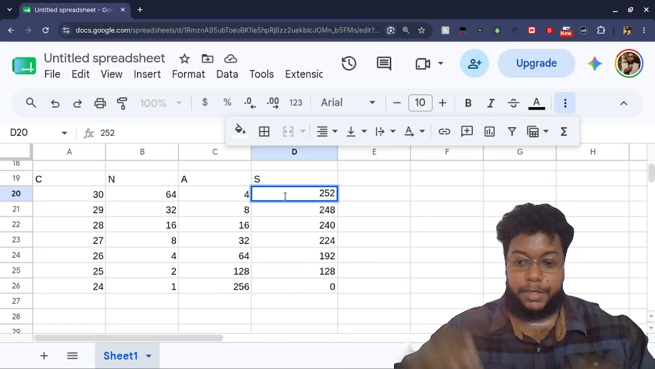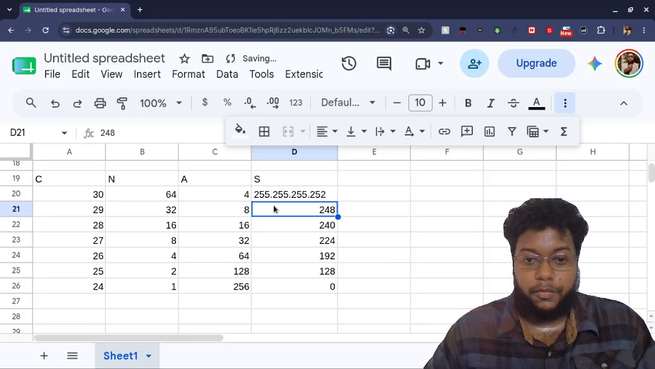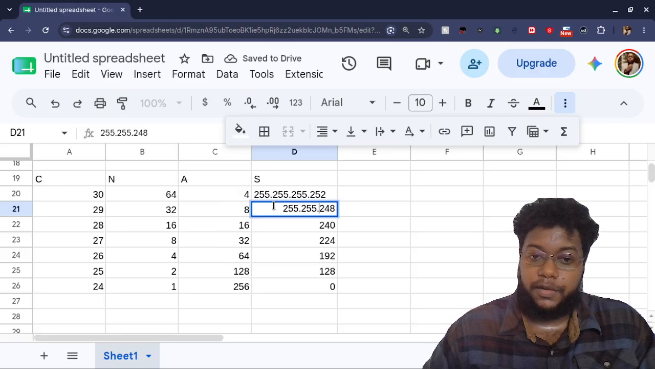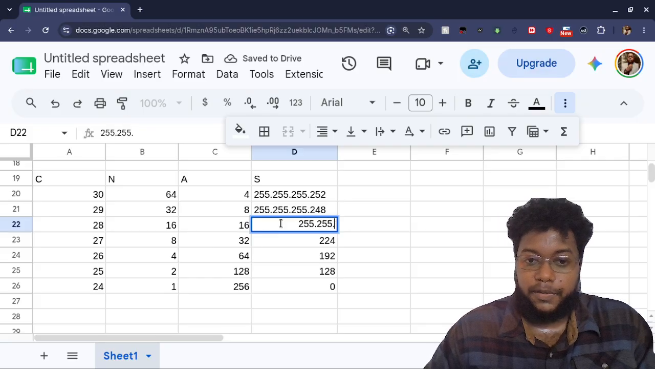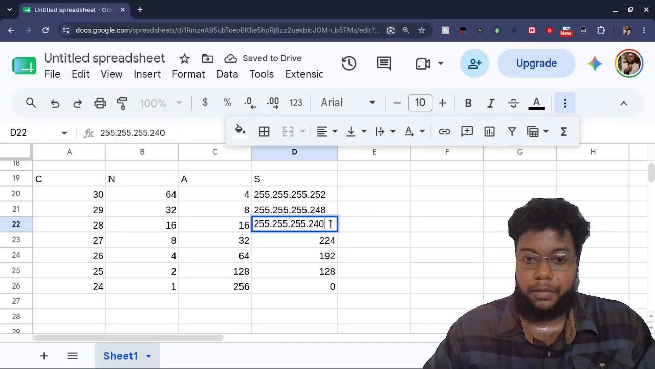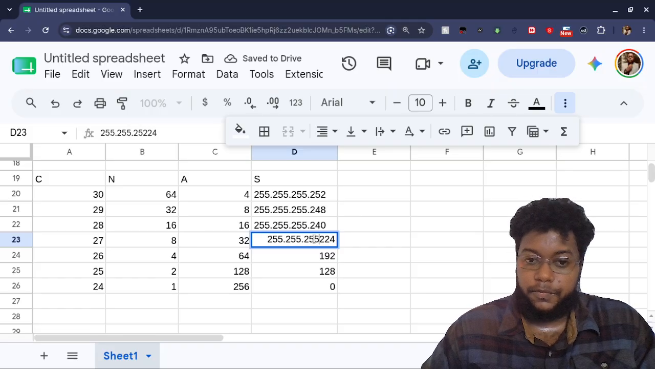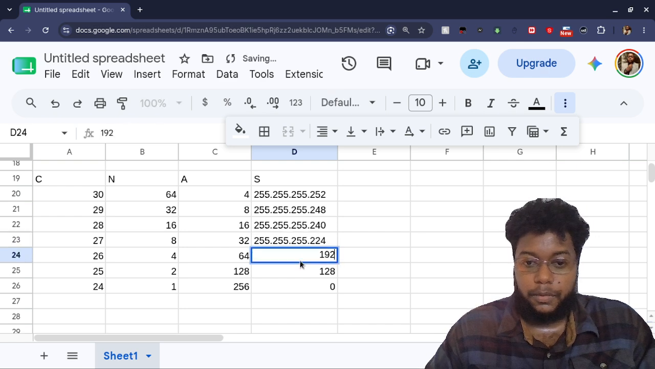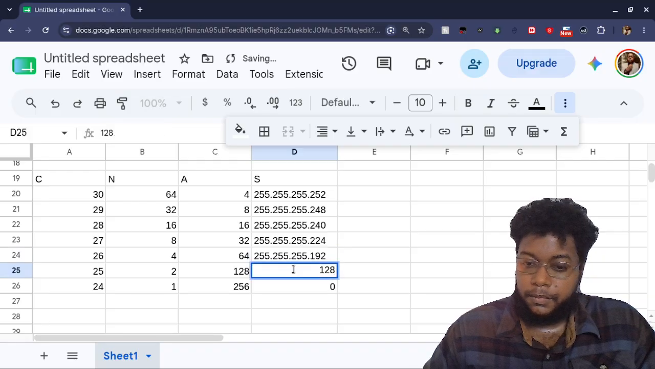The bits are all completed at 255. So we go 255, 255, 255. Cool. Moving on to the next one. 255.255.255, and then 240. 255.255.255.224. You see what I'm saying? They all have 255s right before them, 3 complete octets. Right?